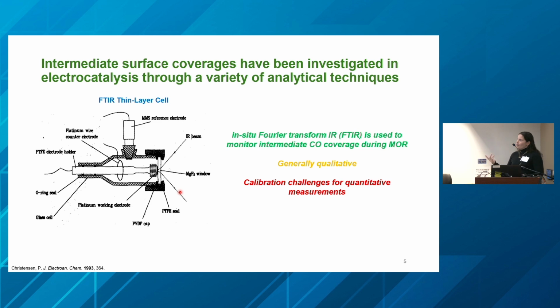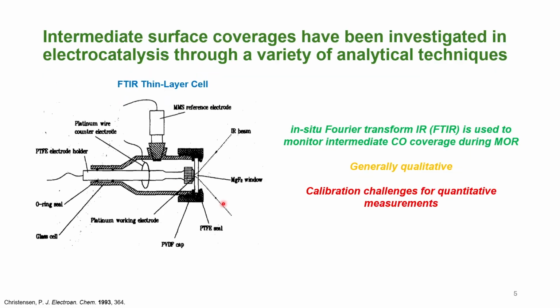And then another approach, another analytical technique, is FTIR. This is a fantastic technique that allows us to understand intermediate coverages for a variety of electrocatalytic reactions. I'm definitely not an IR person, and I don't think any of us here are, because we are mass spec people. But essentially, this is a great technique to understand not only what's on the surface, but actually identify what is there and its relative abundance, essentially.